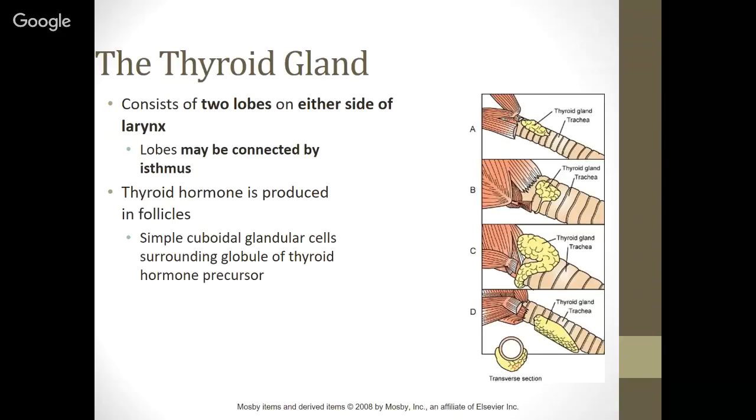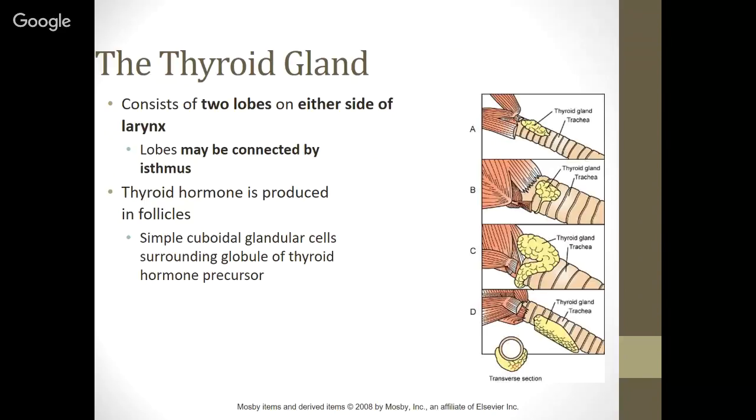All right, we're on to the thyroid gland. The thyroid gland has two lobes on either side of the larynx, and these lobes may be connected by an isthmus. Now, isthmus is a word that comes from geography, and it just means a small strait of land between two masses of land.